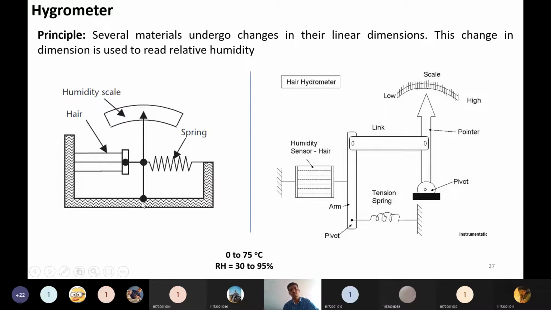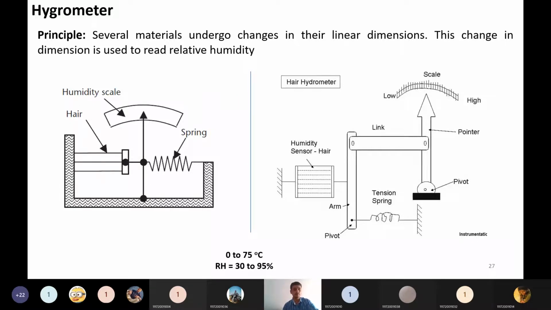So usually this type of material, this type of sensor, can be used to measure the relative humidity from 30 to 95%, and only under temperatures of 0 to 75 degrees centigrade can we use this particular hygrometer or sensor. The operating principle here is that all natural or hygroscopic materials will change their linear dimensions according to the moisture present in the surrounding air due to absorption.